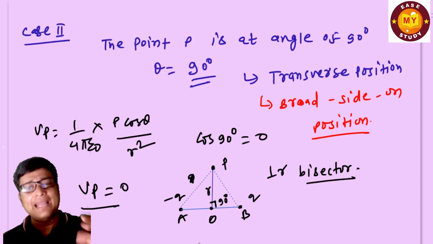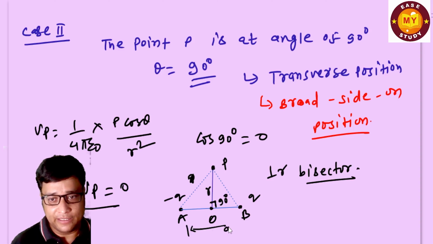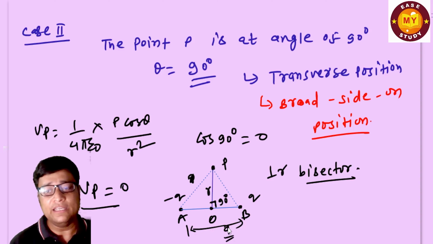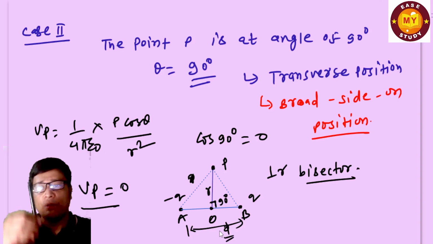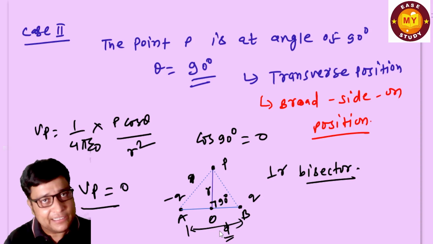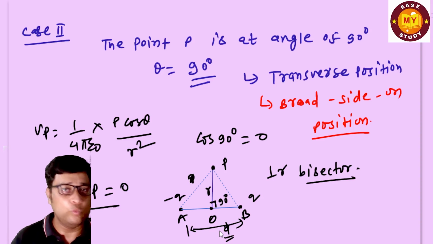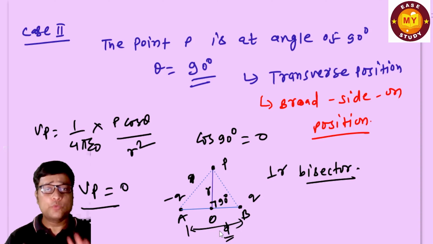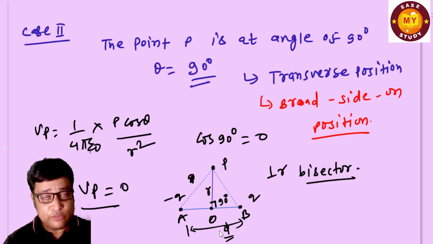So the distance between this a and b will be d. I am taking it considering the small d. This is the broadside on position, the perpendicular bisector, where theta is 90 degree, and the electric potential here will be 0. I hope so. You can independently solve it, again I am emphasizing. Okay, that is not required.